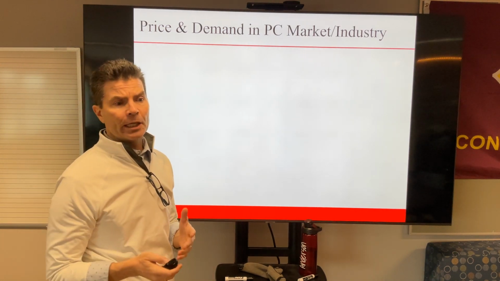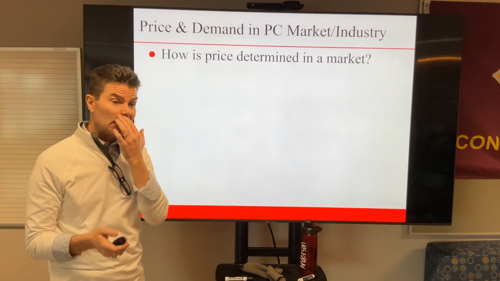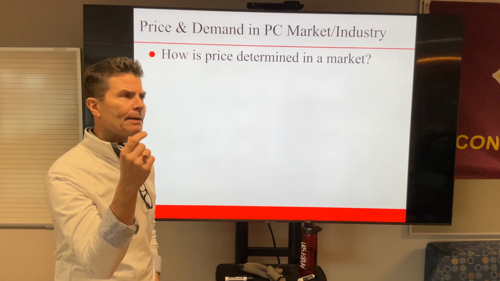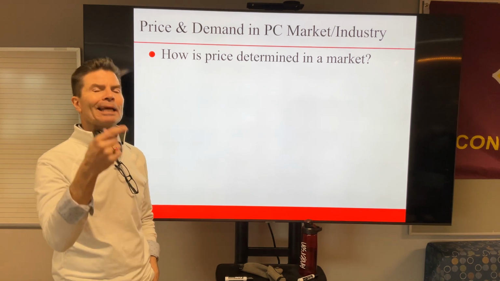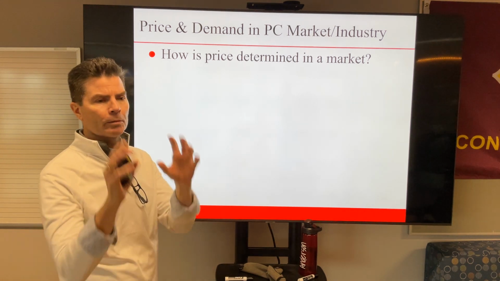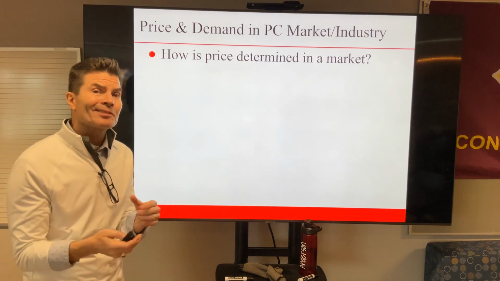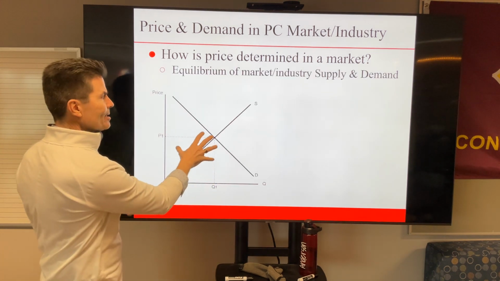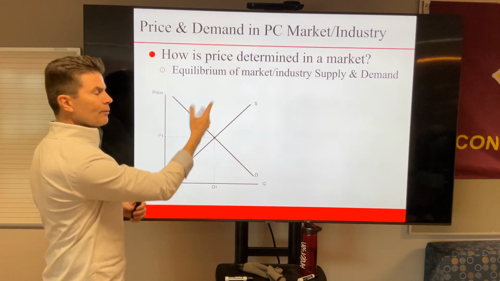So what we look at here is we're going to figure out what the price and demand are in a perfectly competitive market or industry. When I say a market, I'm talking about an industry as well, so we'll focus on the word market. So how is price determined in a market? Well, price is determined by the intersection of supply and demand.